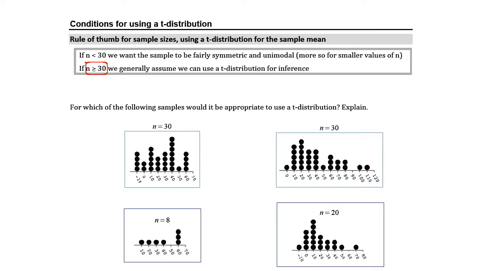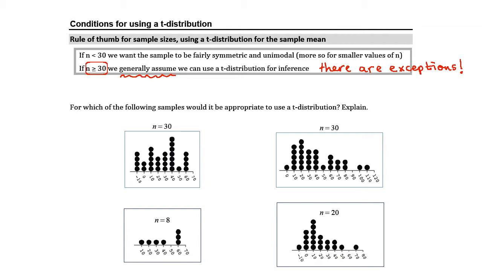Now, I say generally assume here because there are exceptions. And if we know about the shape of the distribution, then we might know that in fact it's not reasonable to use a t-distribution even in cases where n is at least 30. But if we don't know the shape and we know that n is at least 30, we can generally assume that it's reasonable to use a t-distribution. If n is less than 30, we want the sample to be fairly symmetric and unimodal. The closer that n is to a normal or t-distribution type of shape, the smaller n that we can get away with.